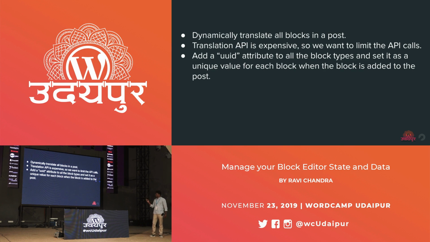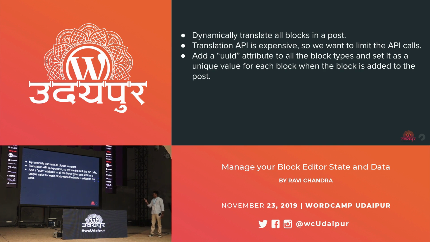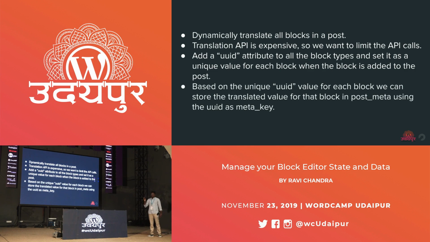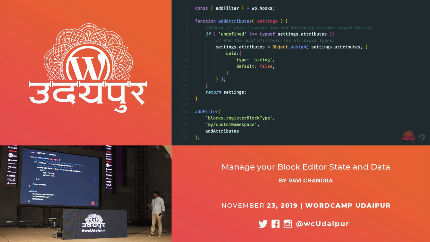You could do it in multiple ways. You would add a custom UUID attribute to each of the block types in each of the posts. And then based on the custom UUID attribute, which would be unique, you invoke the API once, you get the translated content, you save it somewhere in the options table or somewhere in the post meta. So the next time you don't have to invoke the API. How do you do it?